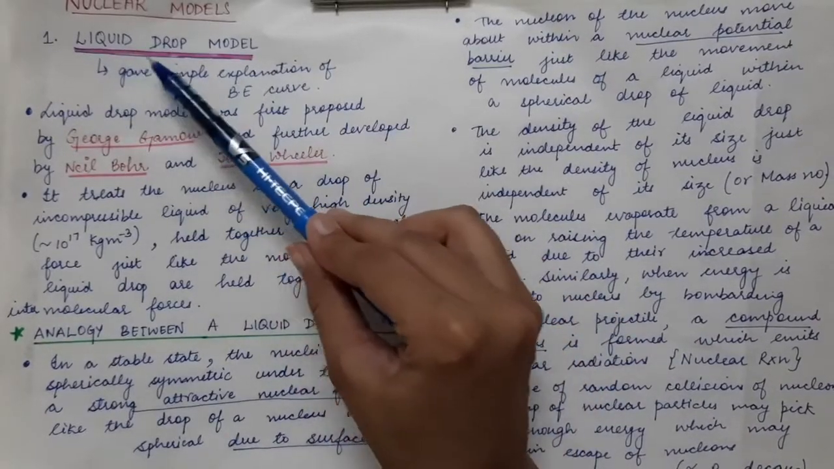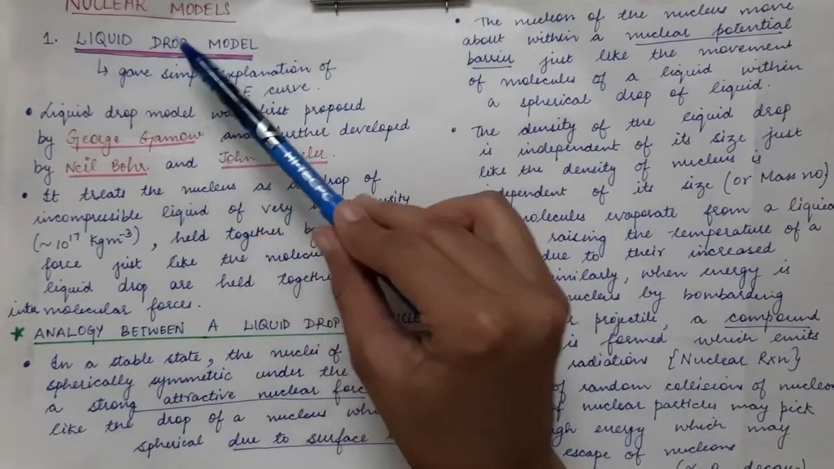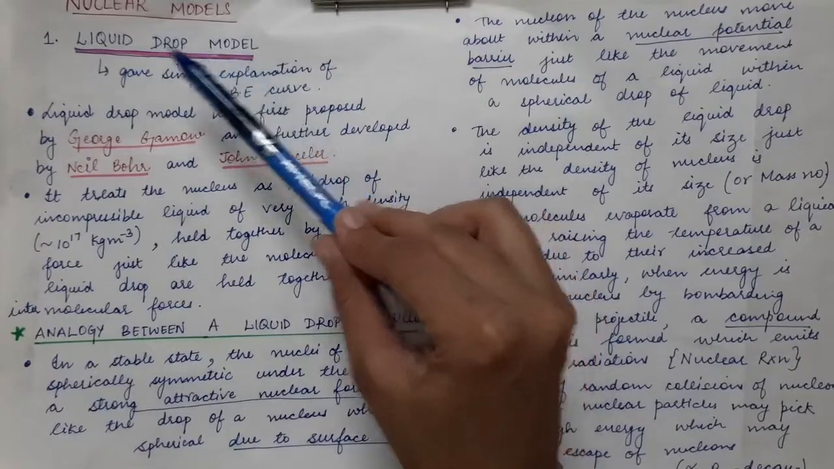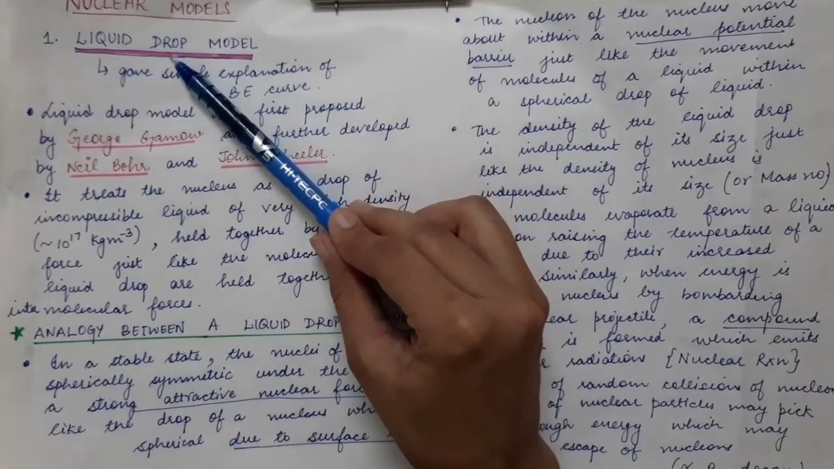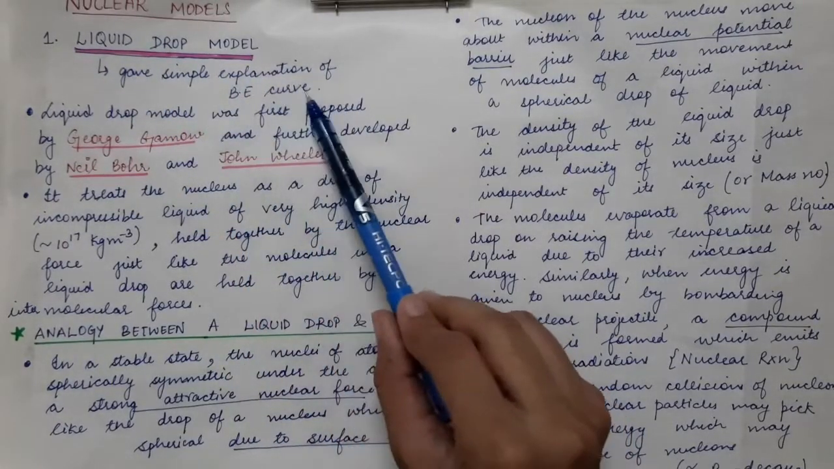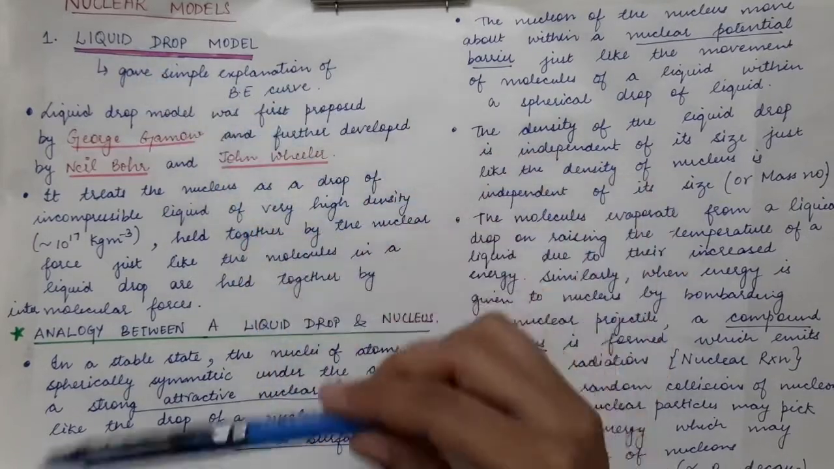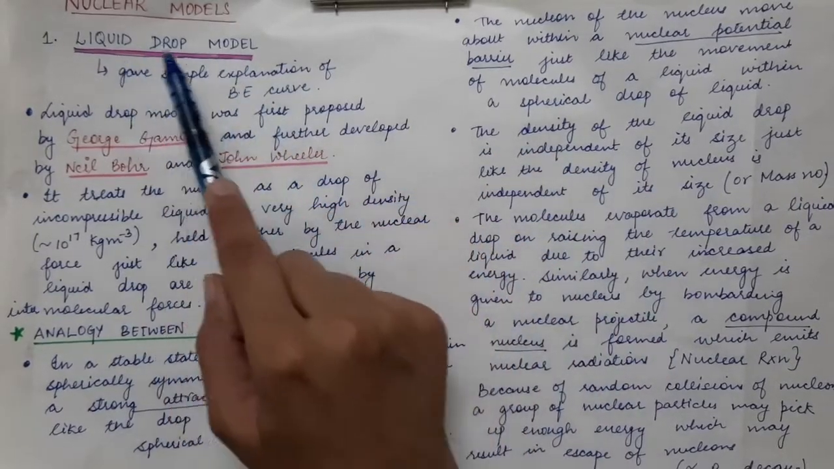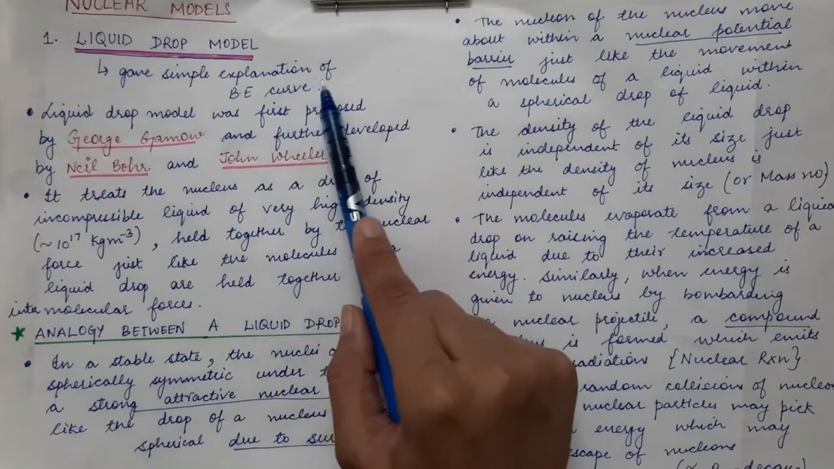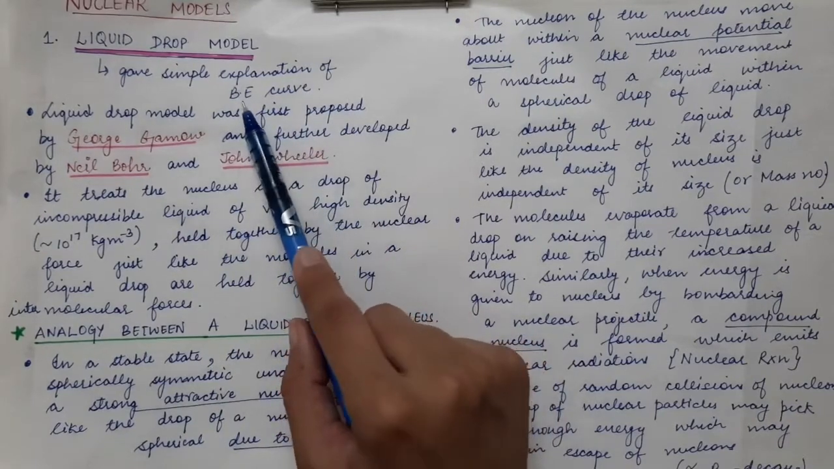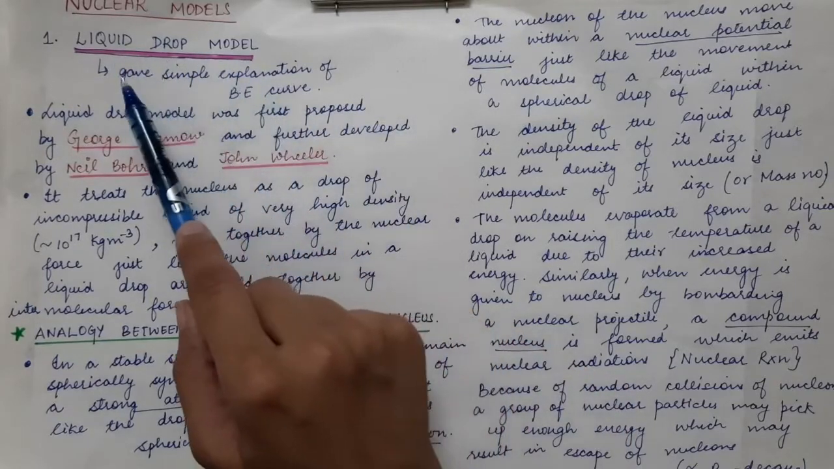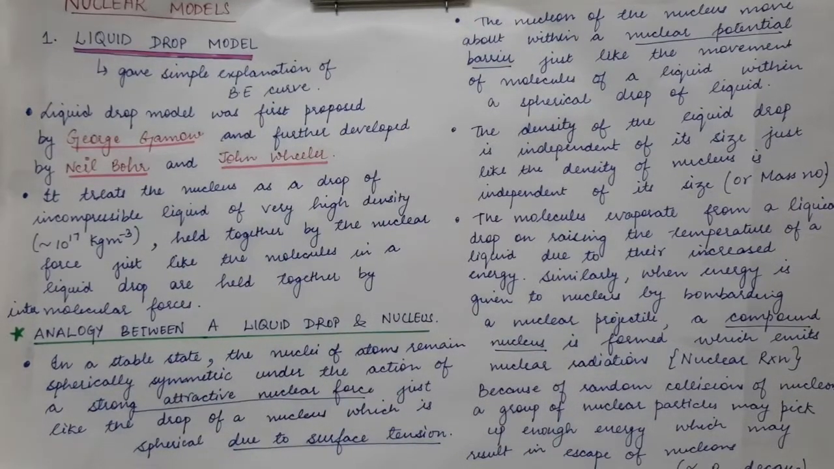So first is the liquid drop model. The basic idea of the liquid drop model is that a nucleus is considered to be similar to that of a liquid drop of a very high density. The liquid drop model gave a simple explanation of the binding energy curve. We will look in the upcoming lectures at how it did this, using various binding energy terms like the volume binding energy, surface binding energy and so on.